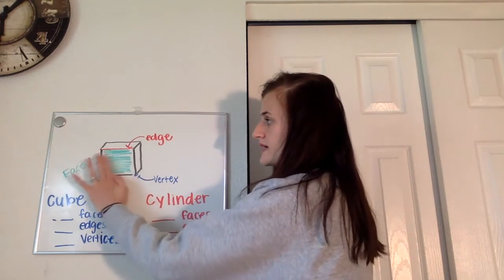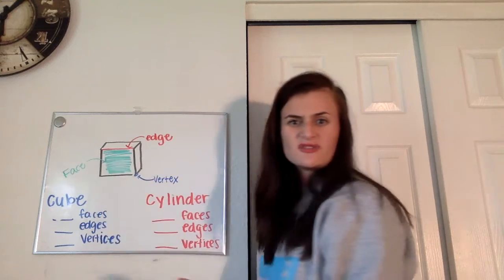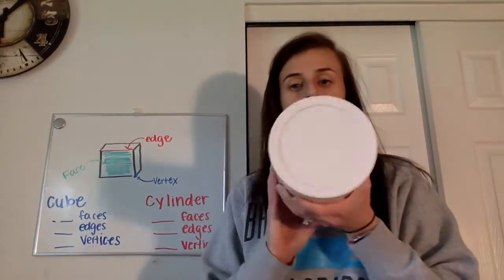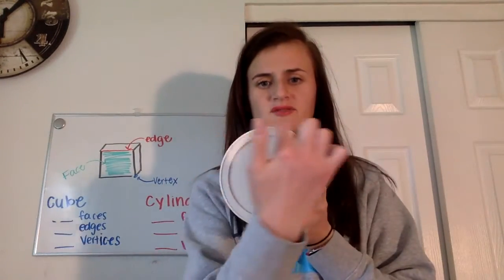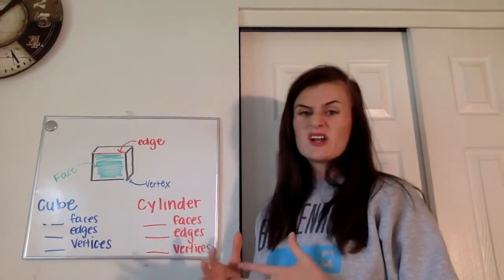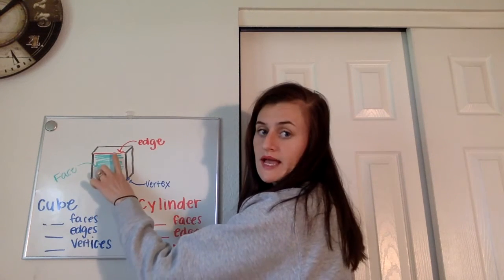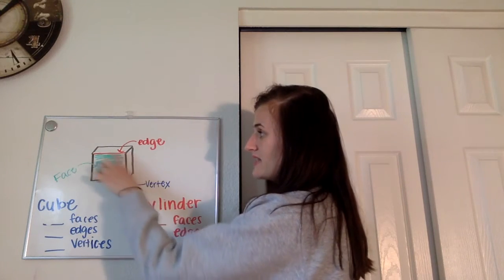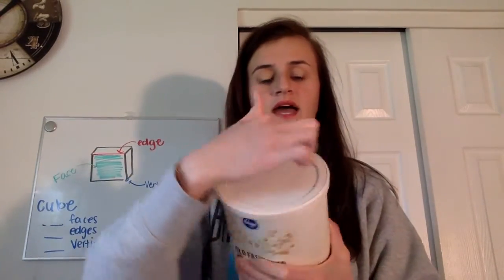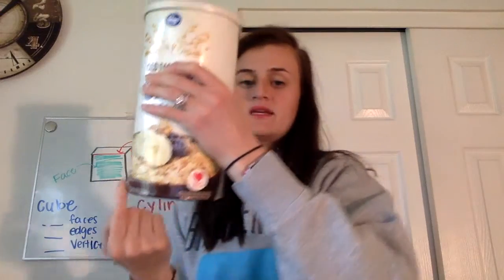Right here, our face is this flat part of the cube, and you'll notice that it is a square. If we have our cylinder right here, you'll notice that our face is that flat top, and it's a circle. Now our edge is where our face ends. You'll notice the face of our cube ends right at this red line. That is an edge. If we look at our cylinder again, our edge is right here at the very end of our flat face, and there's another one down here.